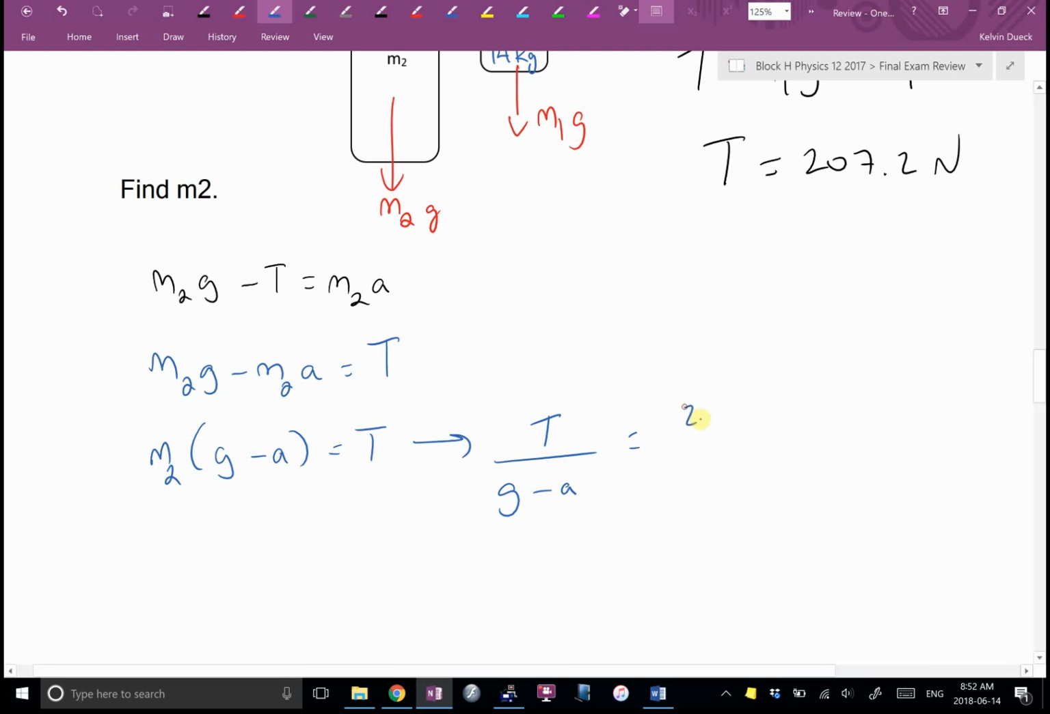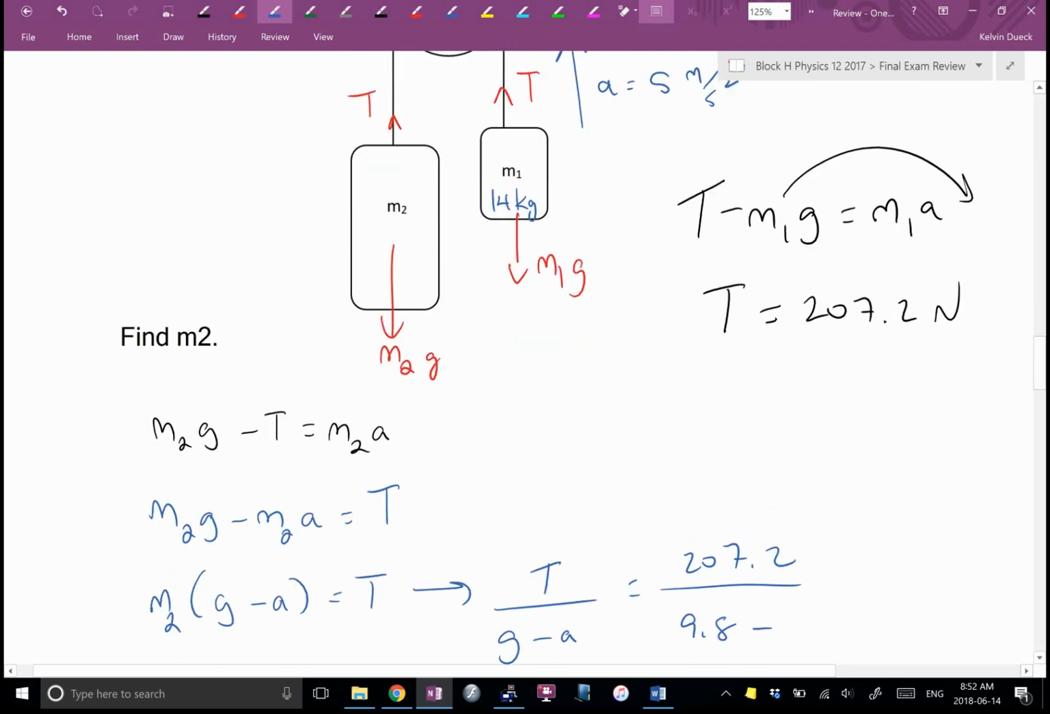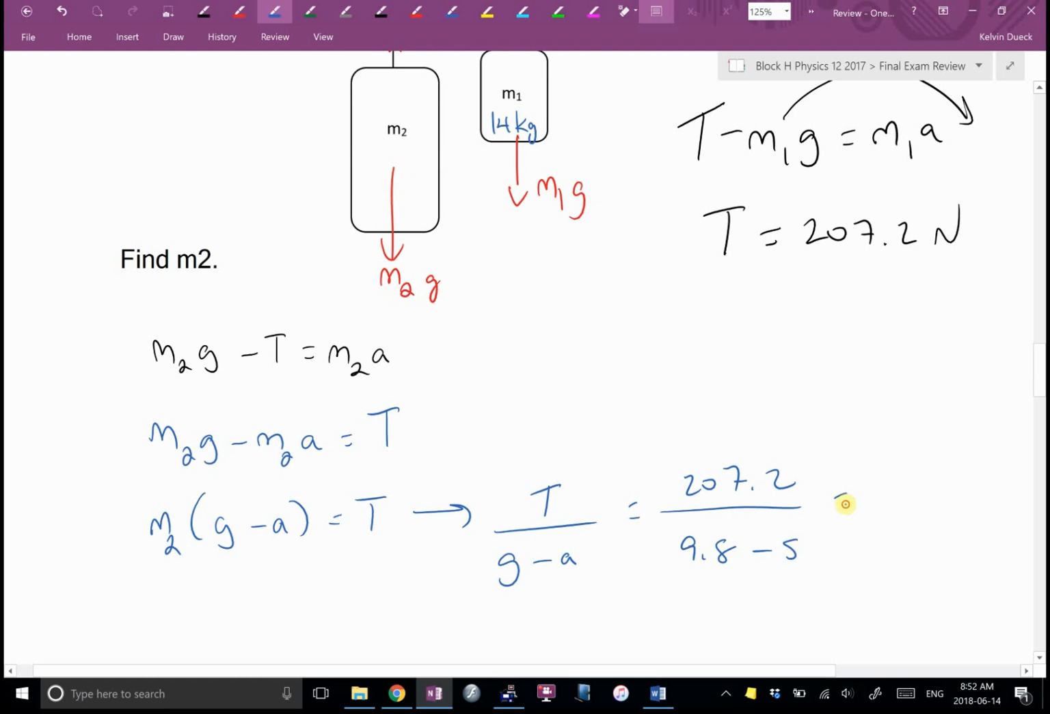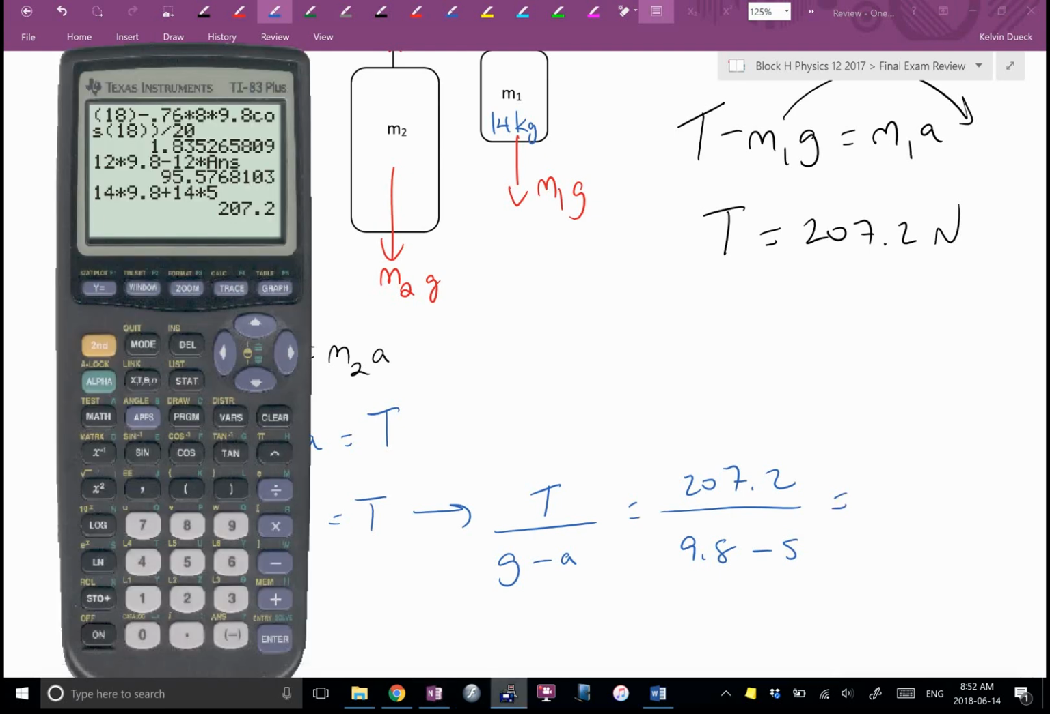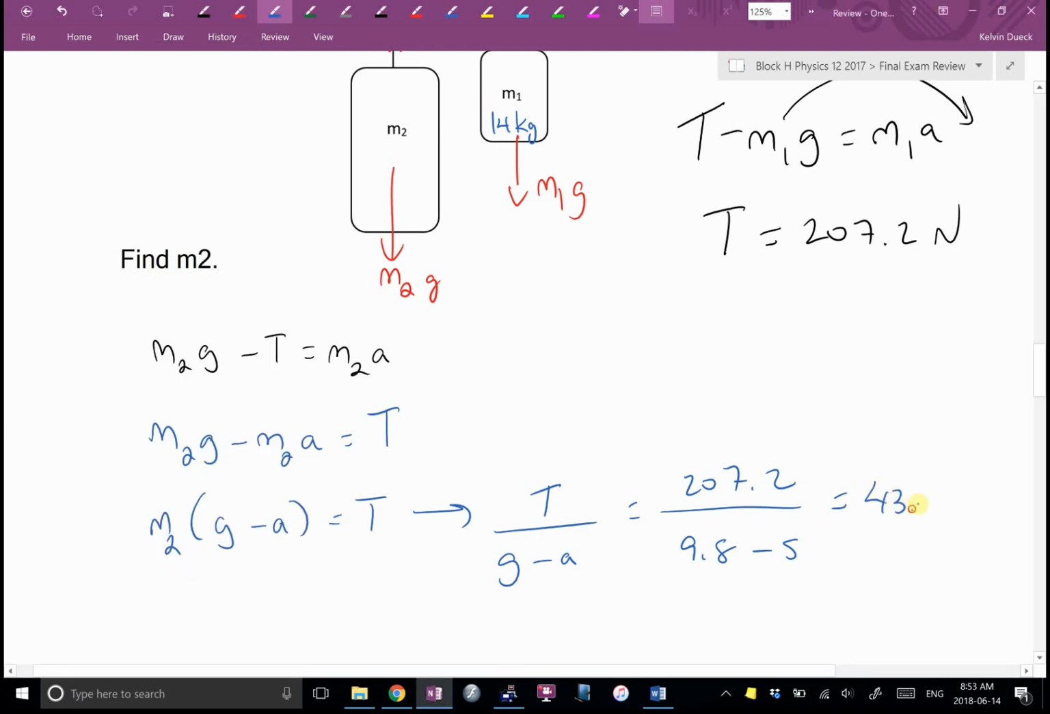It's going to be 207.2 divided by 9.8 minus, what was the acceleration? 5. Hoping for a fairly big answer. 207.2 divided by bracket 9.8, take away 5. Yeah, 43.2. If I went to 2 sig figs, how would I report that answer?